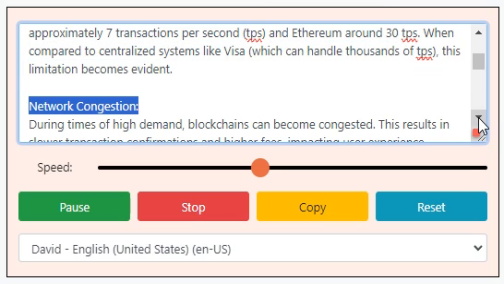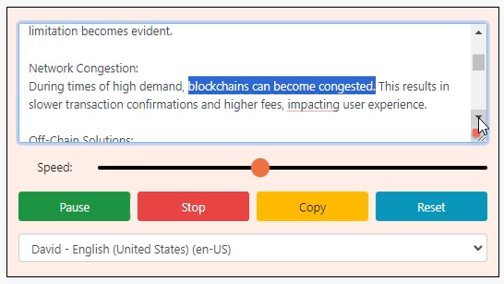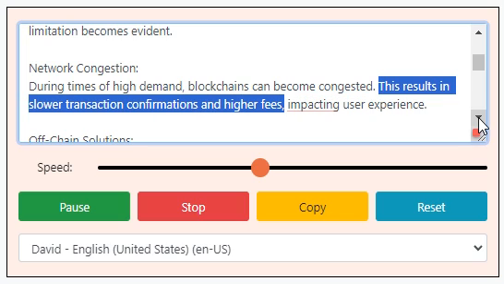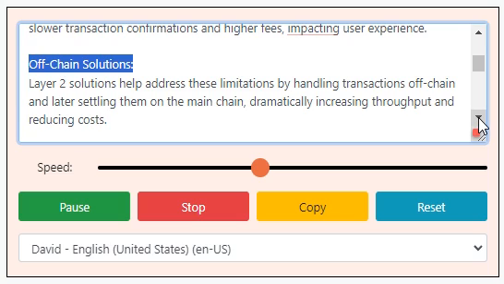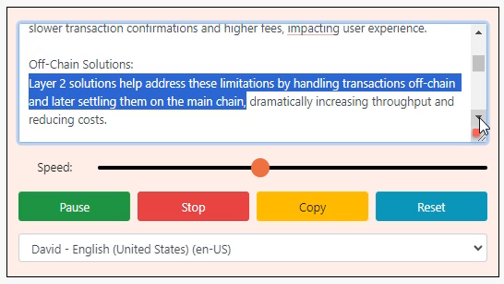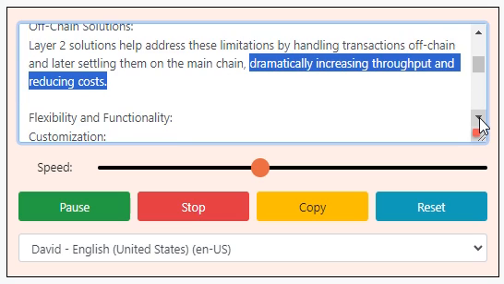Network congestion. During times of high demand, blockchains can become congested. This results in slower transaction confirmations and higher fees, impacting user experience. Off-chain solutions. Layer 2 solutions help address these limitations by handling transactions off-chain and later settling them on the main chain, dramatically increasing throughput and reducing costs.